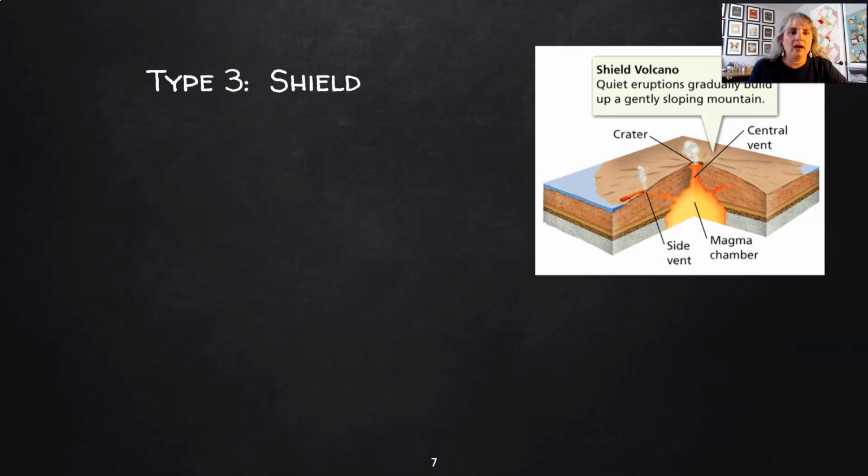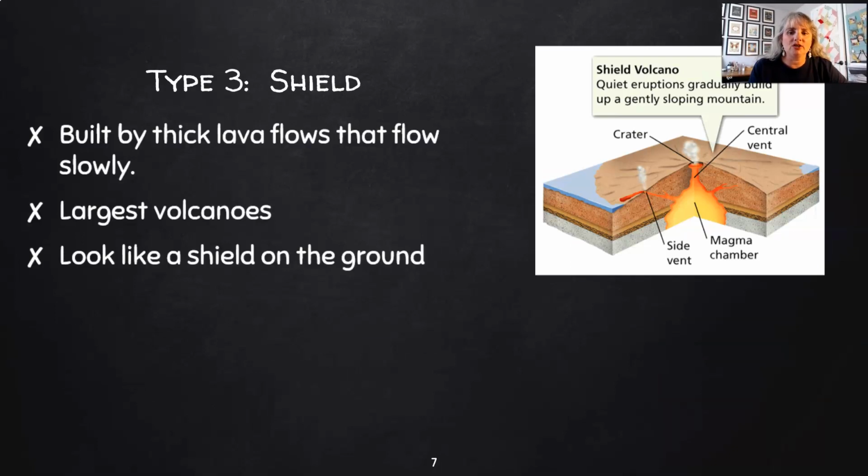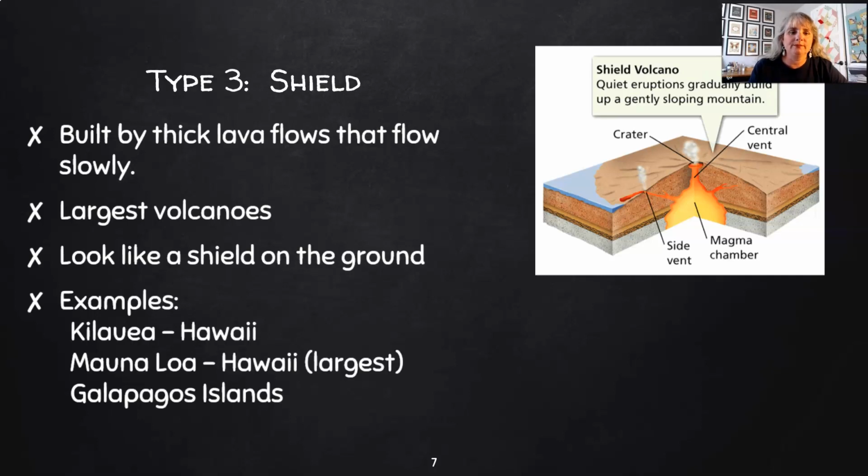The third type is called a shield volcano, and I want you to imagine a shield, like Captain America's shield laying on the ground. So they're not huge in terms of height, but they can be huge compared to what big area they take up. They're built by thick lava flows and they flow slowly. They are the largest type of volcanoes.